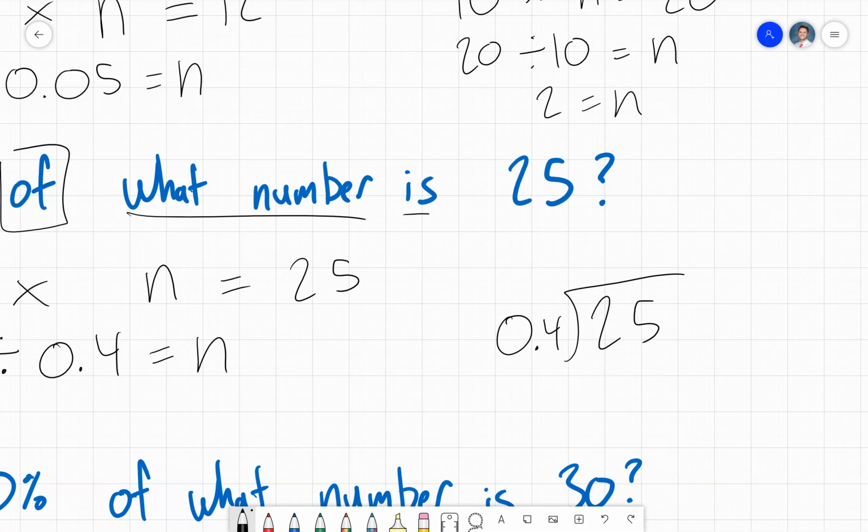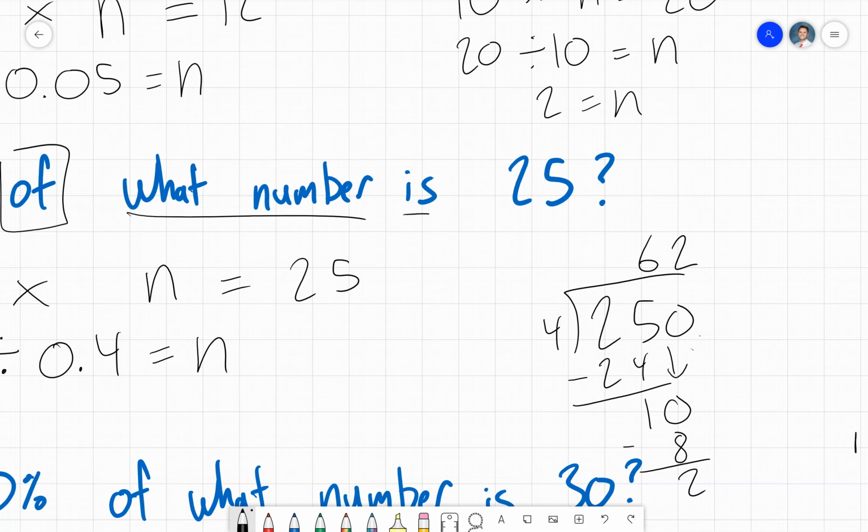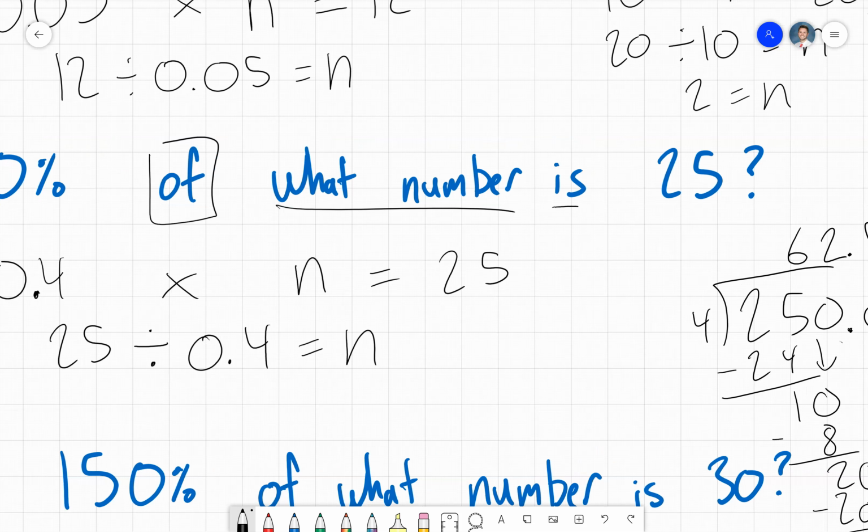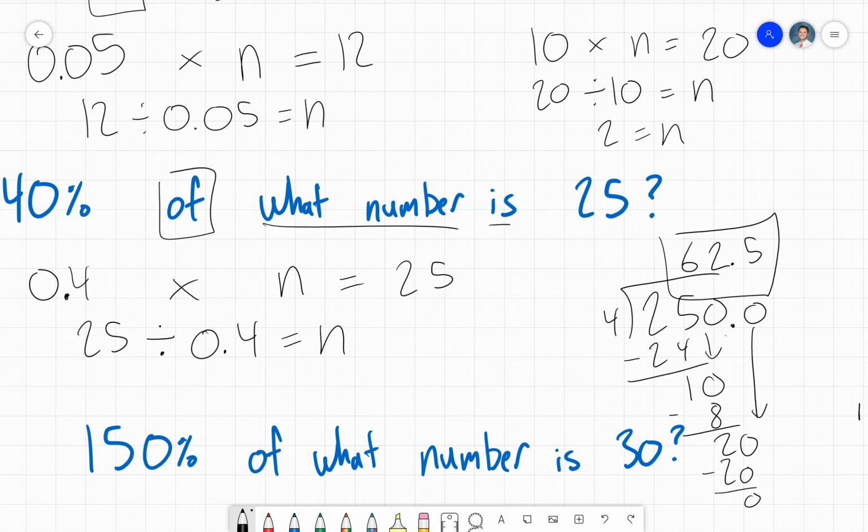Again, we need to move our decimal once to the right. So we have 250 divided by 4. 4 goes into 25 6 times, that's 24. 25 minus 24 is 1. 4 goes into 10 twice, that's 8. 10 minus 8 is 2. We can add a decimal and a 0 here. And 4 goes into 20 5 times. 4 times 5 is 20. So 40% of 62.5 equals 25.